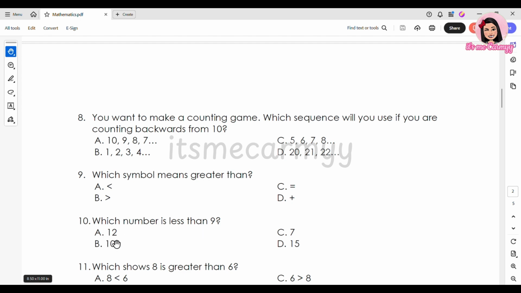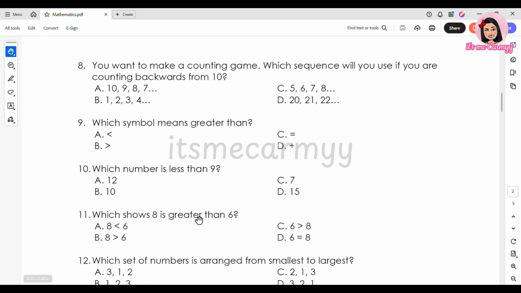10. Which number is less than 9? A. 12. B. 10. C. 7. D. 15. 5, 4, 3, 2, 1. The correct answer is letter C. 7.